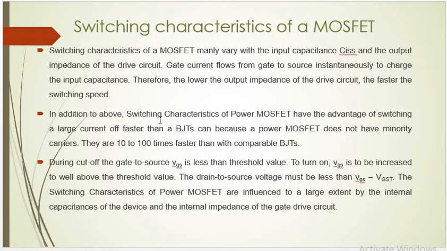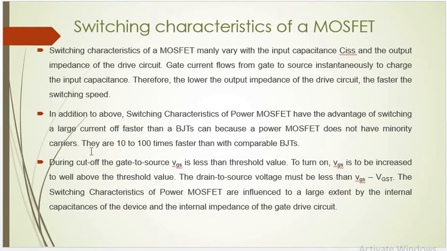In addition, the switching characteristics of power MOSFET have the advantage of switching larger current faster than your BJT. Why? Because a power MOSFET does not have minority carriers, but a BJT works with minority carriers. So they are 10 to 100 times faster than comparable BJTs.